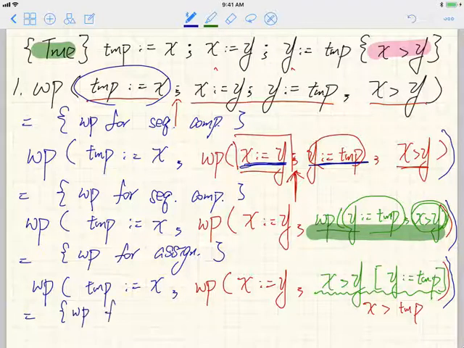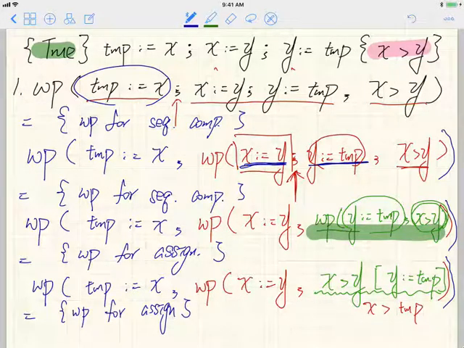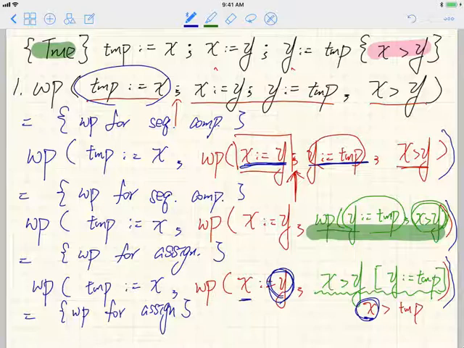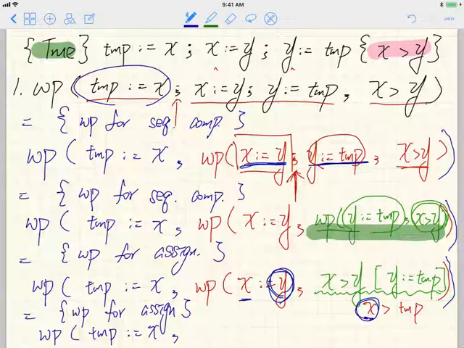So WP for assignments again. I know that I'm going to replace every occurrence of X by Y in this particular post condition here, right? So what I will get is Y is larger than temp. I'm going to replace Y for every occurrence of X in the post condition. So what I will get is something like this: WP, temp is assigned to X, and then Y is larger than the temp. Okay, we're almost getting there, right? Almost there. Okay, one more.